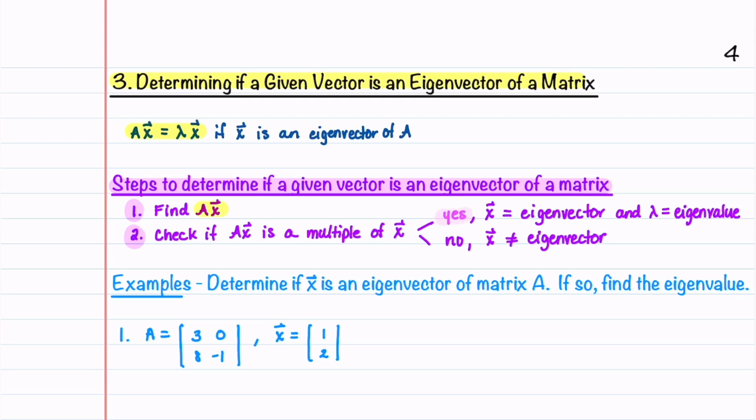If it is a multiple, then we say that x is an eigenvector and lambda is the corresponding eigenvalue. If Ax is not a multiple of x, then x is not an eigenvector.